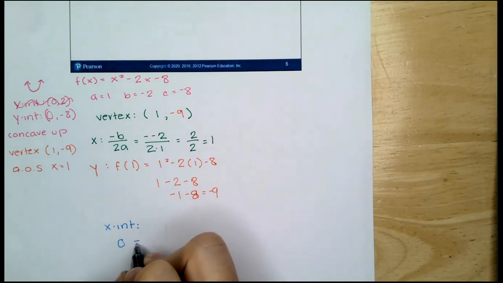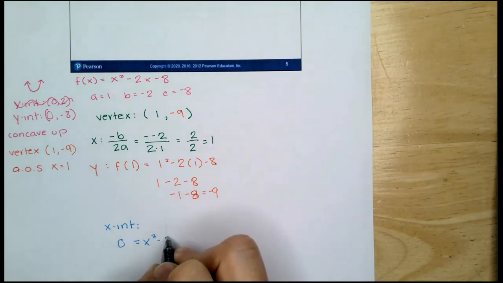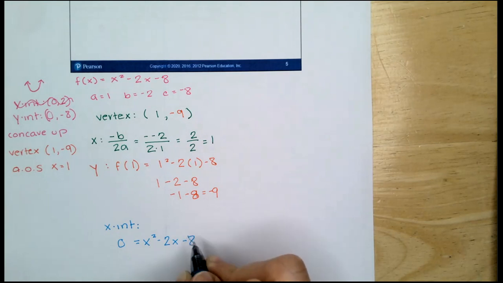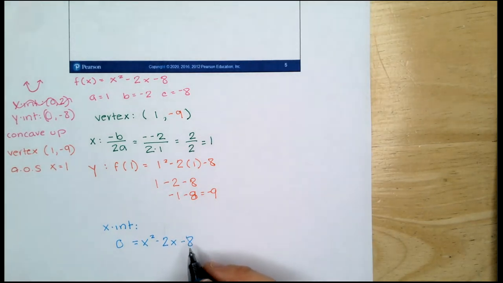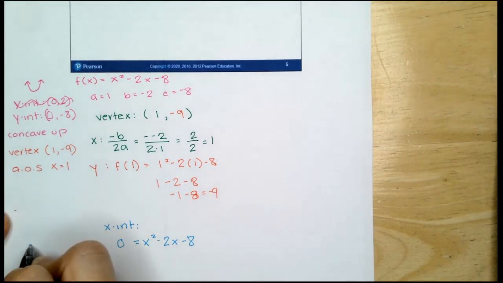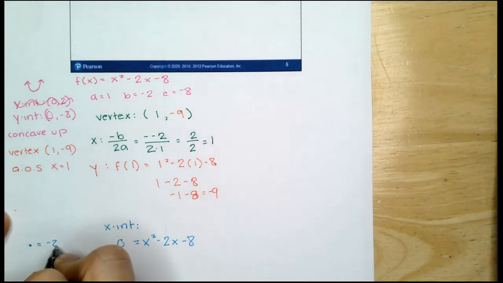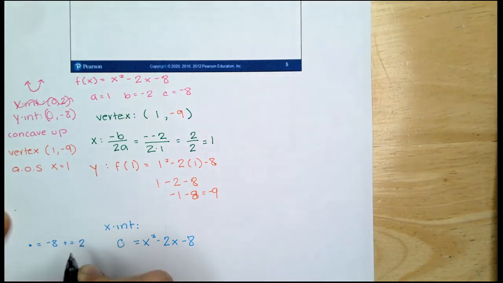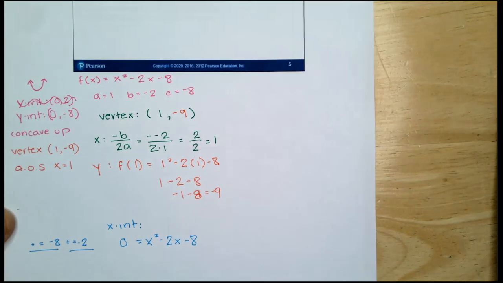Set it all equal to 0. 0 equals x squared minus 2x minus 8. Is there a way to factor that? We would want it to multiply to equal -8, but add to equal -2. So -8 could be a -8, +1, or a -4, +2, right? I think -4, +2 will give us a -2 when we add them together.